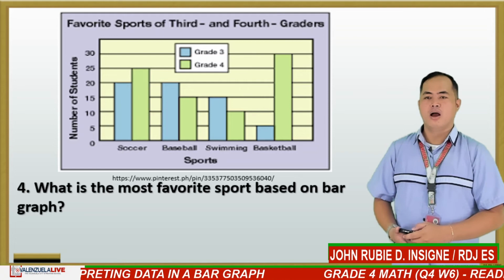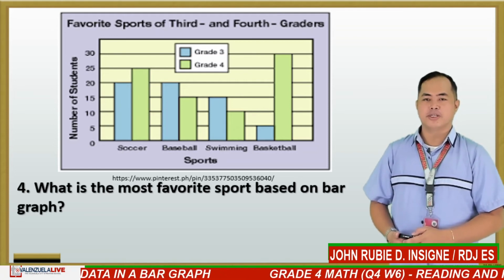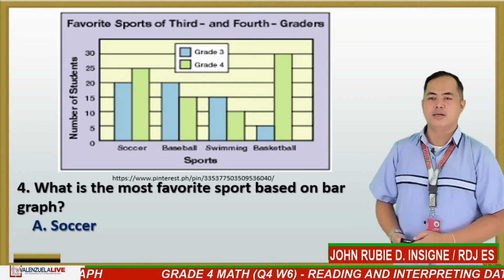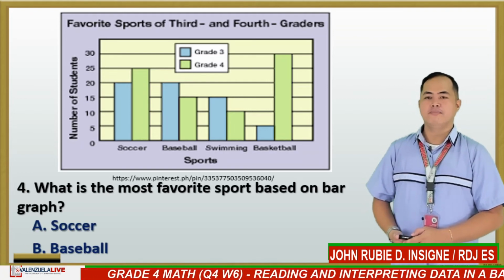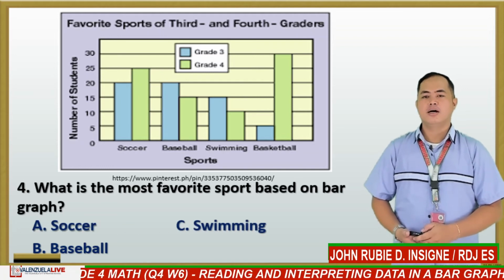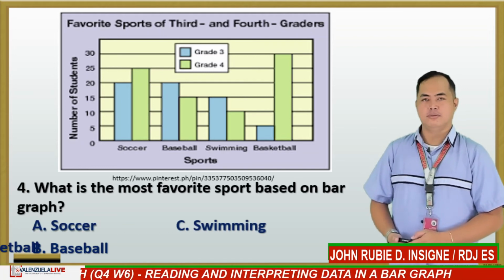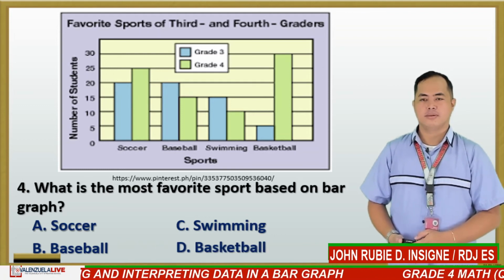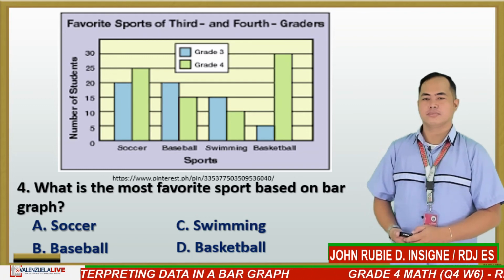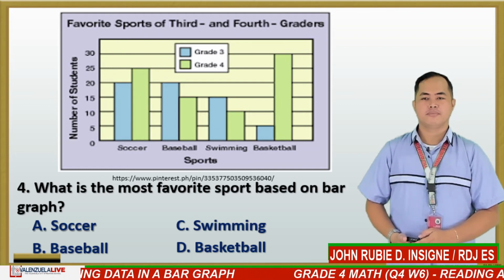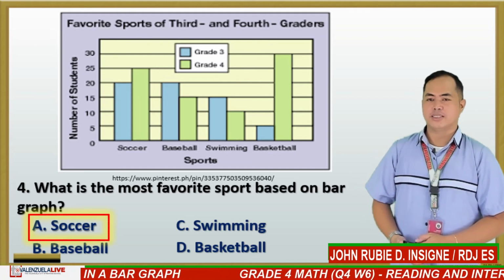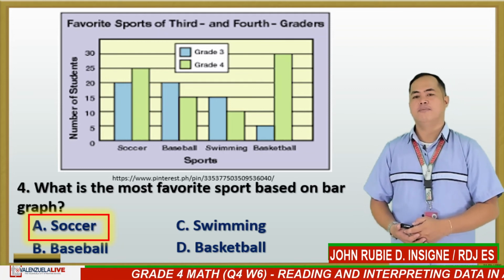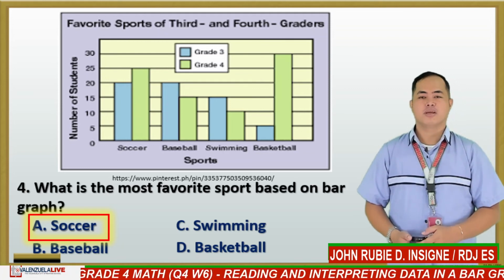Number 4. What is the most favorite sport based on the bar graph? A. Soccer. B. Baseball. C. Swimming. Or letter D. Basketball. The most favorite sport based on the bar graph is letter A, soccer. Did you get the same answer? Very good.